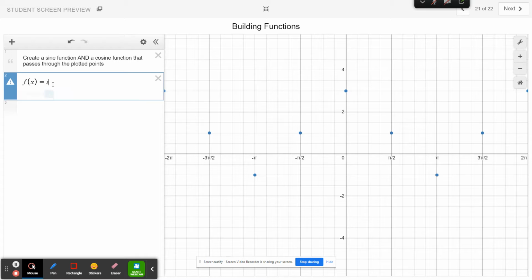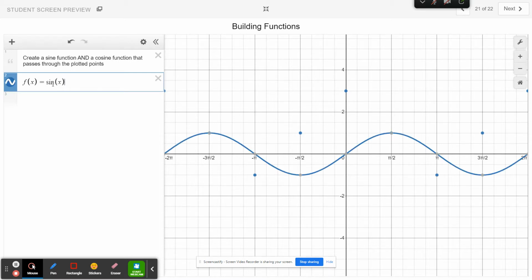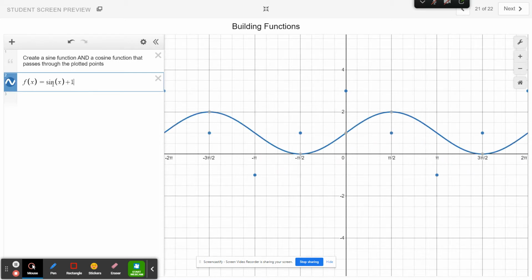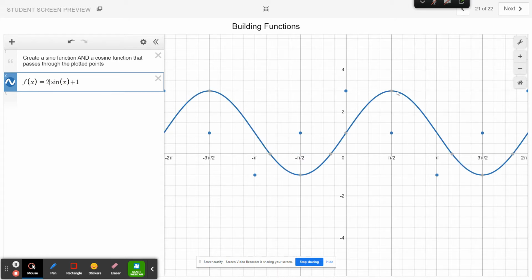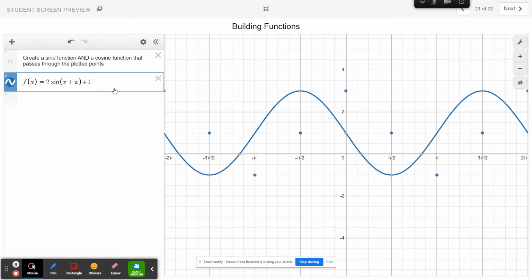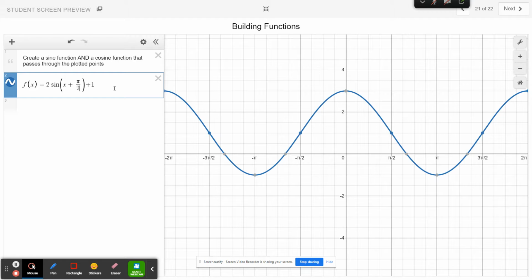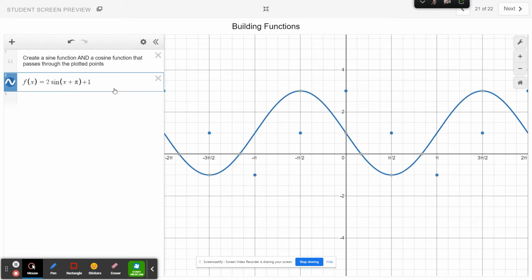Sine of x, plus 1. Now my amplitude needs to be 1, 2. So my amplitude needs to be 2. All right, now it needs to be shifted pi halves to the left. So plus pi halves. And that was too far.